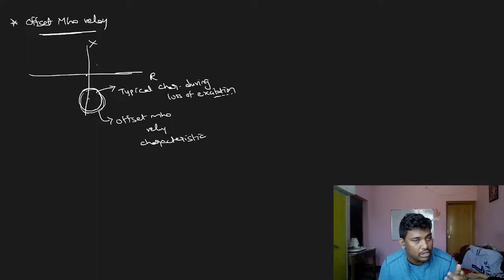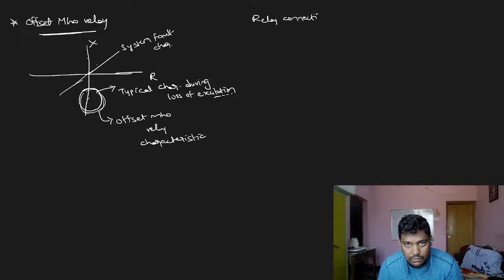I mean, we can use a word called swinging. This induction generator will have certain impedance. That impedance will swing into this offset mho relay, and then relay will operate. This is what happens actually. And if you want, we can also add this characteristic also. In the R-X characteristic, we can add this, the system fault characteristic, right? So if we want, we can also add the circuit, that is relay connection for loss of excitation of alternator. I will draw this also for your information.